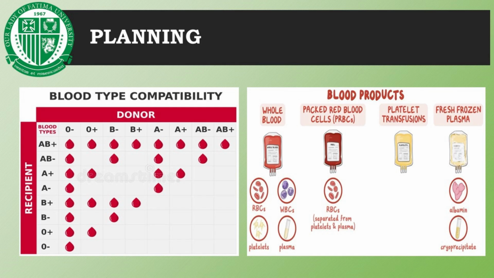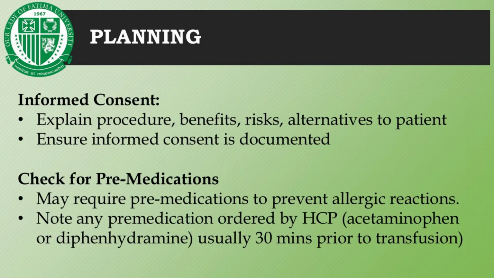The second image shows the different blood products, which we've discussed earlier with the indications. These are the components derived from donated blood, used in various medical treatments. Next is to plan the informed consent. It is essential for the nurse to explain the procedure, benefits, risks, and alternatives to the patient, empowering them to make informed choices based on their values, preferences, and understanding.